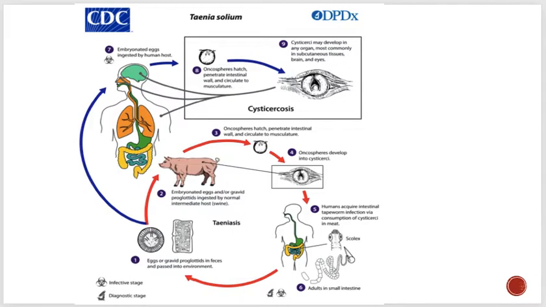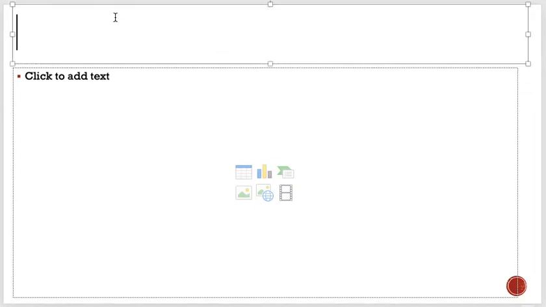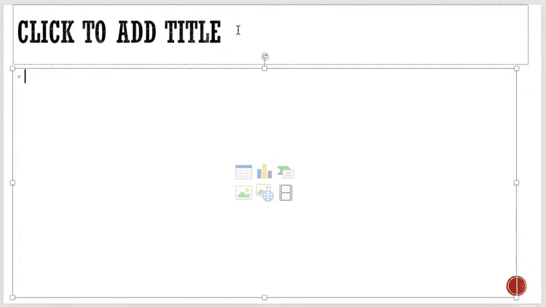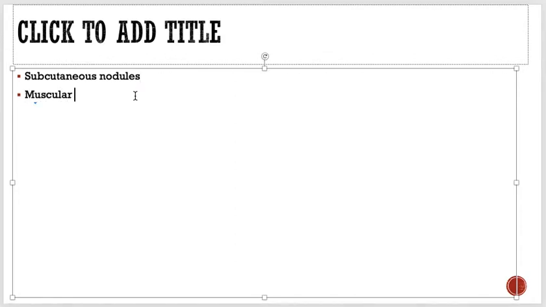How the clinical presentation of Taenia solium appears depends completely on where the larva reaches. For example, it can cause subcutaneous nodules, which are basically asymptomatic. When it reaches the muscle, it can cause muscular cysticercosis, which can cause myositis, or inflammation of the muscle.